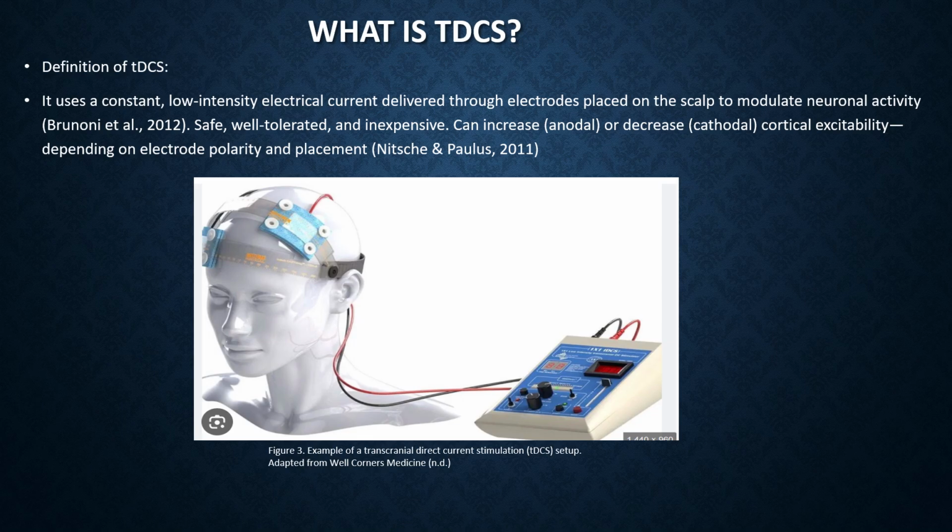tDCS works by delivering a weak and safe electrical current to the scalp via small sponges or electrodes. Depending on the way the electrodes are positioned, tDCS can either increase or decrease the likelihood that neurons in a specific area will fire. It is safe, well tolerated, cost effective and portable, making it ideal for research and potential future therapies.